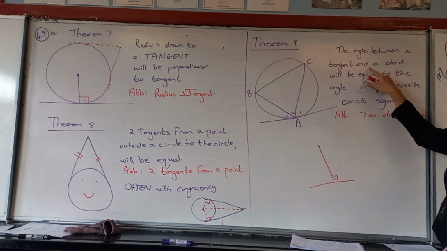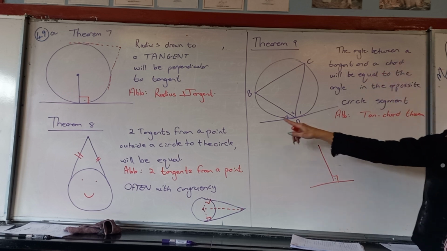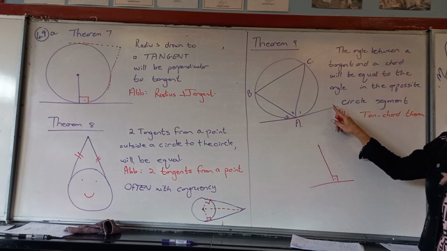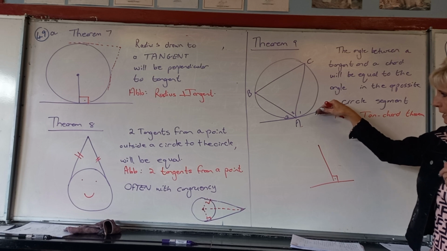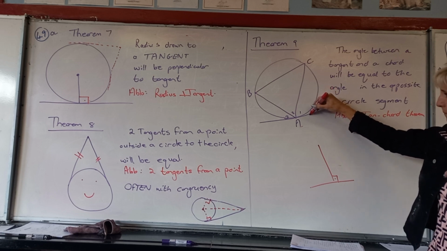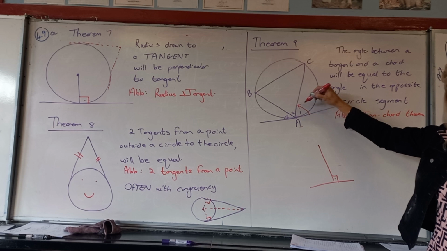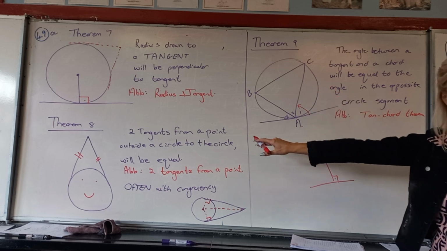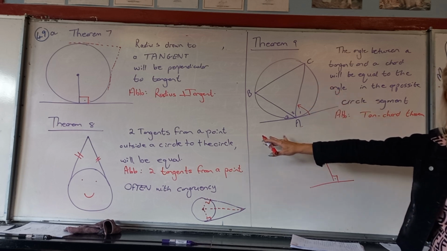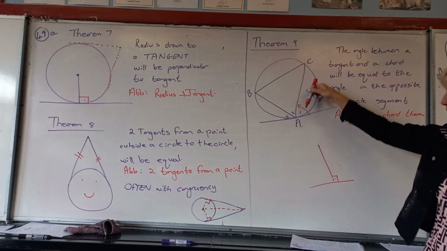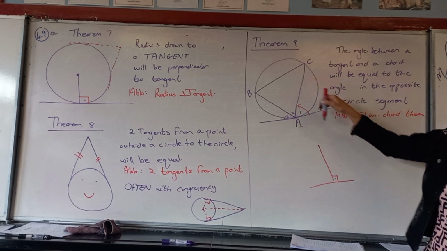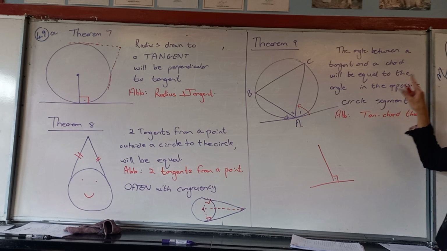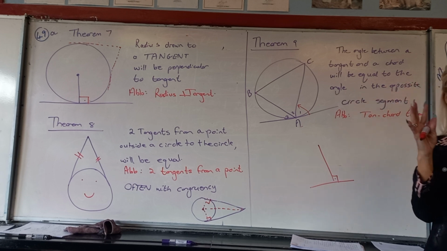a tangent and a chord, so there's my tangent, right? The angle between the tangent and a chord can be like A1, do you agree with me? Up to the chord. I could have just as well done it on the other side as well, and I'll do it just now. The angle between the tangent and the chord will be equal to the angle in the opposite circle segment. This is major math language.